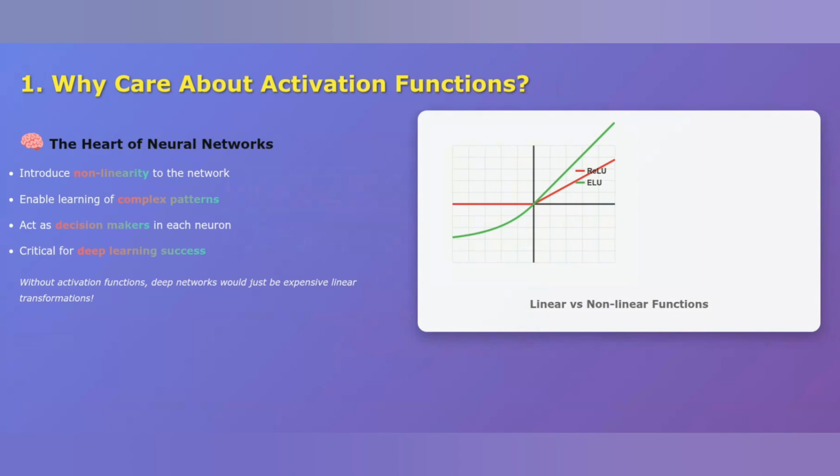Think of activation functions as the decision makers in each neuron. They take the weighted sum of inputs and decide how strongly that neuron should fire or activate. The choice of activation function can make or break your model's performance.